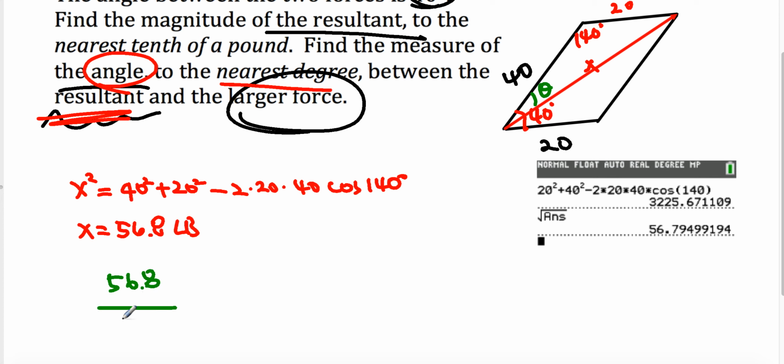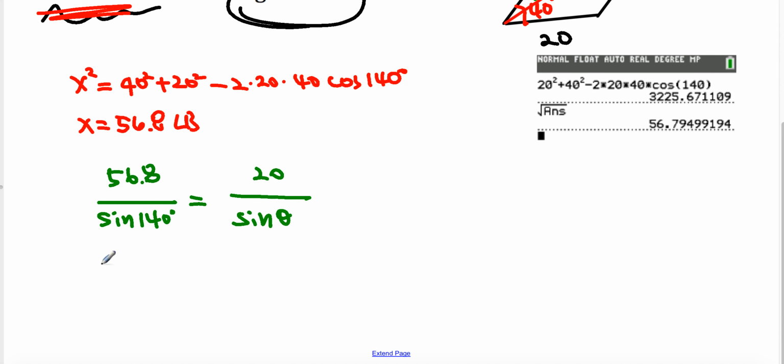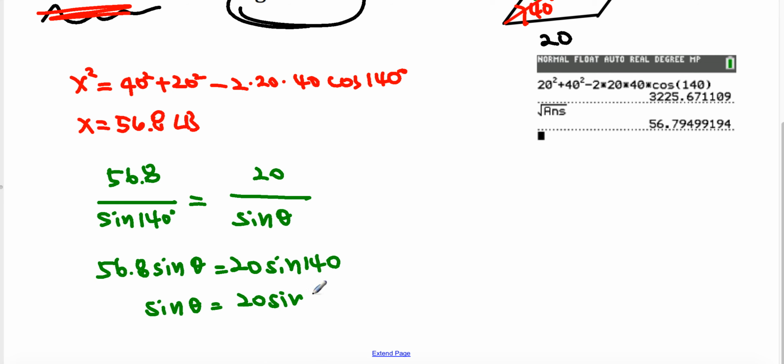So we get 56.8 over sine of 140 is equal to, opposite of angle theta would be 20, so we get 20 over sine theta. Then once again we can cross multiply them. Then 56.8 sine theta is equal to 20 sine of 140, and then by dividing, sine theta is equal to 20 sine of 140 degrees over 56.8.